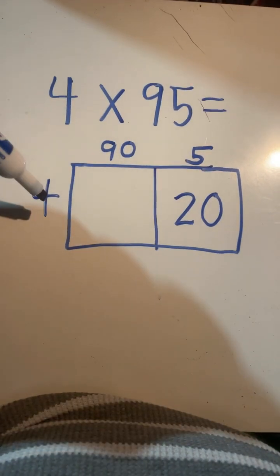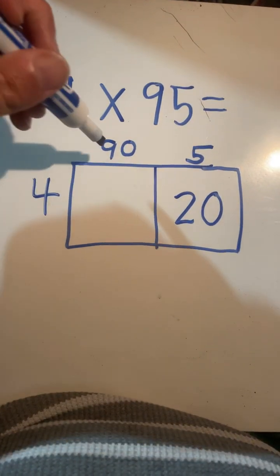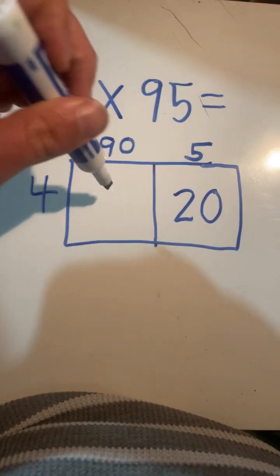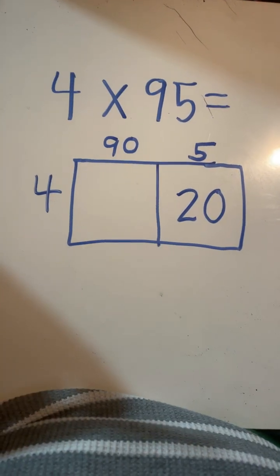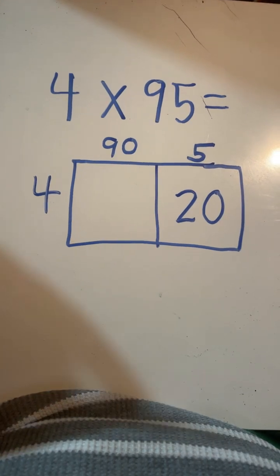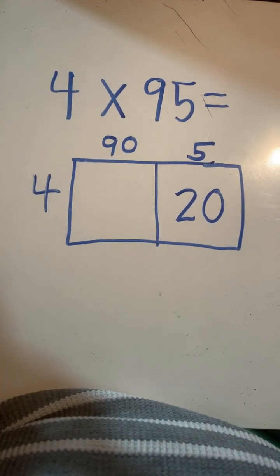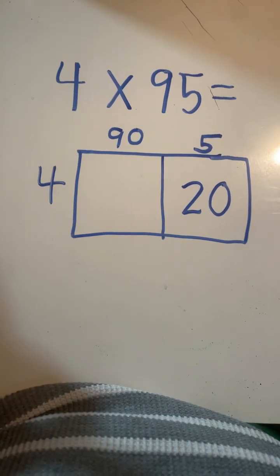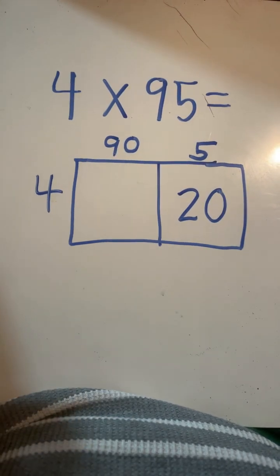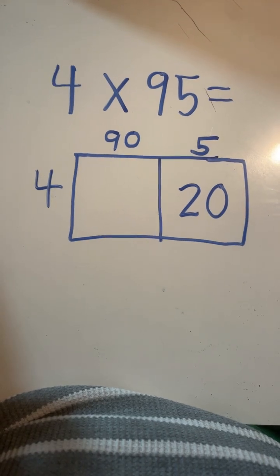Now in this box, we're going to multiply 4 times 90, and in this box we're going to put the answer to 4 times 90. It doesn't really matter what you multiply first as long as you multiply the value of the digit in the tens place and the value of the digit in the ones place, but I feel like it's easier to start with the simpler of the two problems.